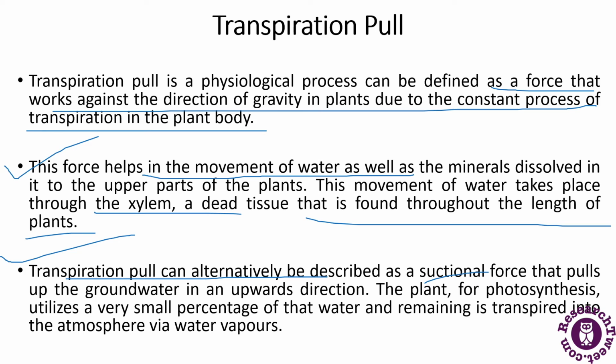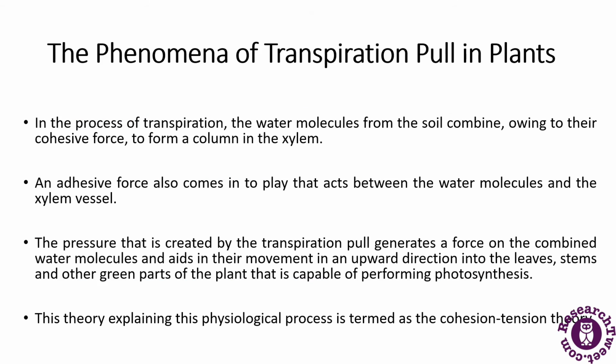So the plants which do the photosynthesis process utilize a very small amount of water, and the remaining water is transpired into the atmosphere as water vapor. So how does this process or mechanism work in the plants?